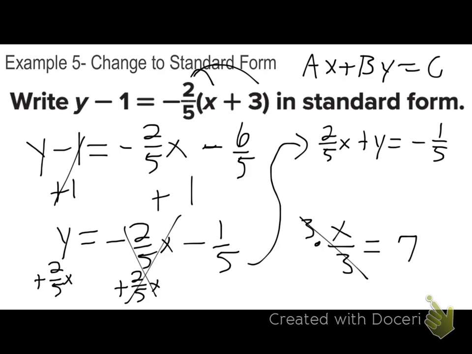Yeah. So here, both of my denominators are 5, right? So I can multiply the whole equation by 5. We're using multiplication, so every term has to be multiplied by 5, including this middle y term. Okay? So what's 2/5 x times 5?